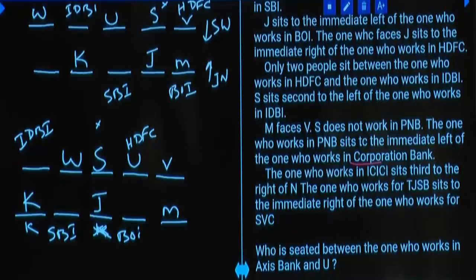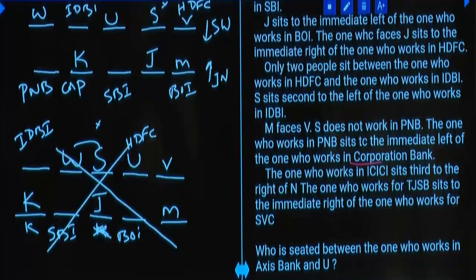Now PNB is to the immediate left of whom? Immediate left of corporation bank, hence corporation must be here. Are you following this one or not? PNB is to the immediate left of corporation. But whereas in the second case, this is the only possibility for PNB and corporation, but as S does not work in PNB, this case is completely ruled out. Then the one who works in ICICI sits third to the right of N.